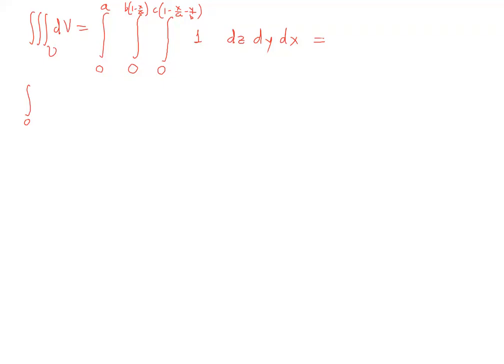So what do we have? We have the integral from 0 to b times 1 minus x over a. I'm taking the antiderivative of 1 with respect to z. That gives me z from 0 to c times 1 minus x over a minus y over b. And this will be done with respect to y. And finally, from 0 to a dx.